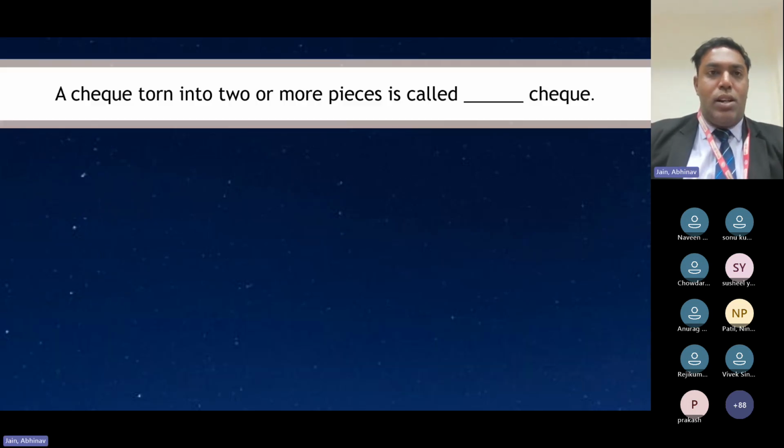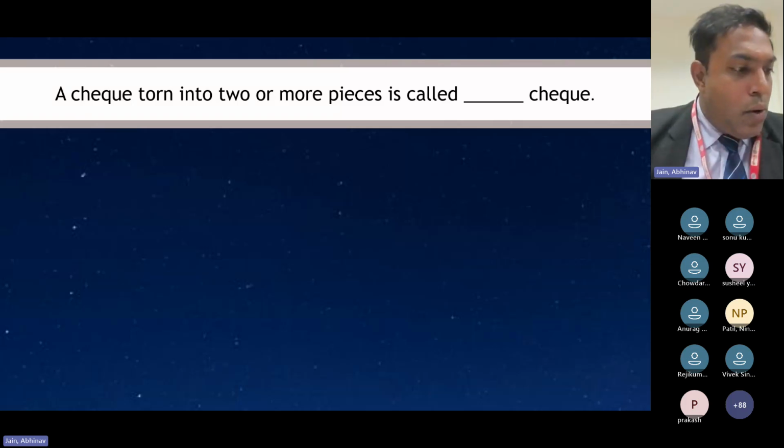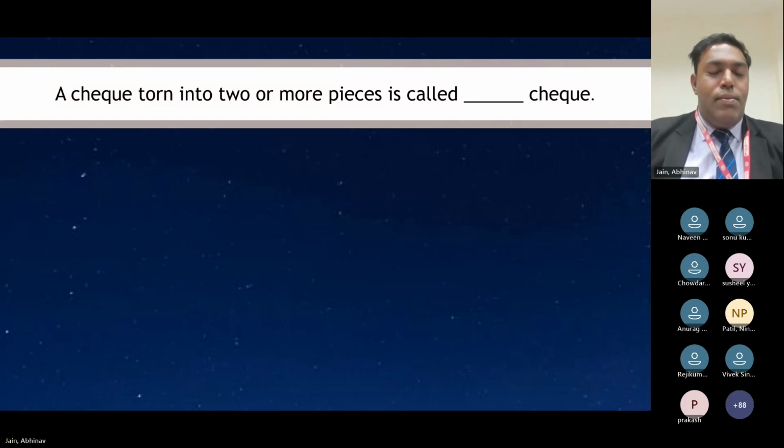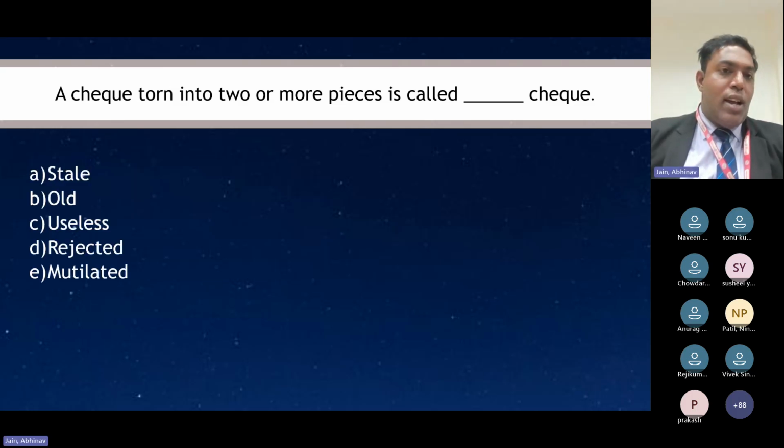Okay, next question. A check is torn into two or more pieces. Then it would be called as option stale check, old check, useless check, rejected check, or mutilated check.